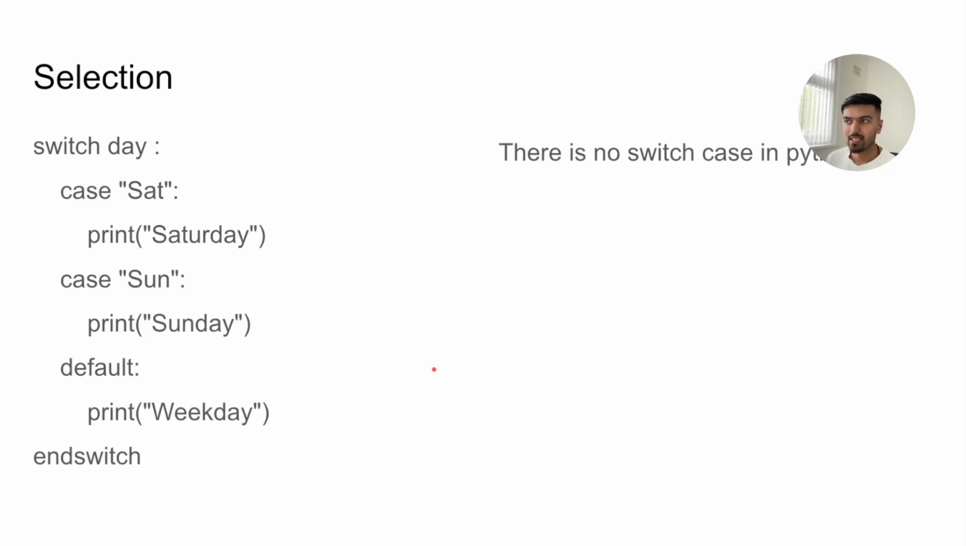Now, the switch case, there's no switch case in Python. However, there is a switch case in pseudocode, which basically switch day, and the case that day is sat, we're going to print out Saturday, sun, and Sunday.